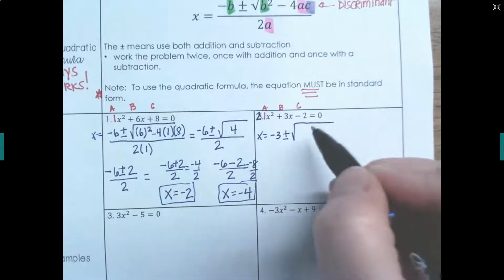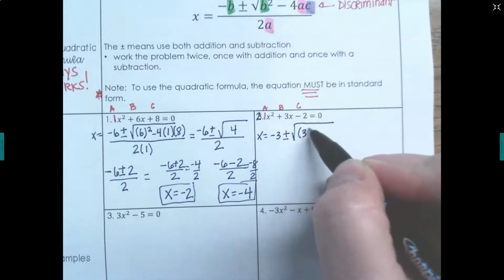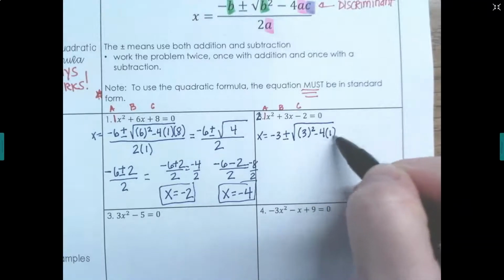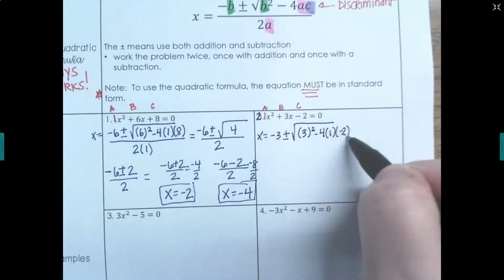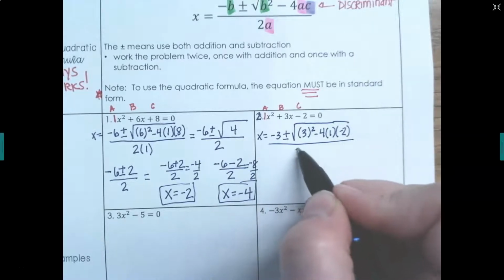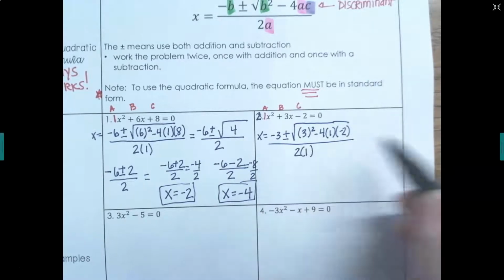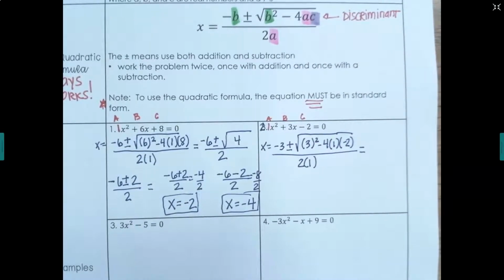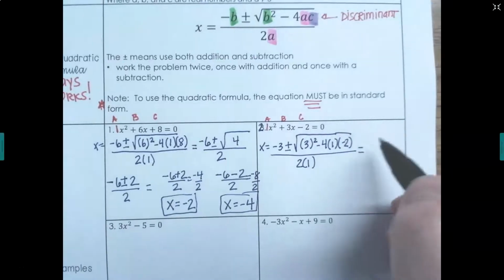And let's plug in our discriminant, which is b squared minus 4 times a times c. And that whole entire side is going to be divided by 2 times a, which is 1. Okay? Luckily, this formula is on your formula sheet, so you can keep referring back to it. So I'm going to start to simplify.